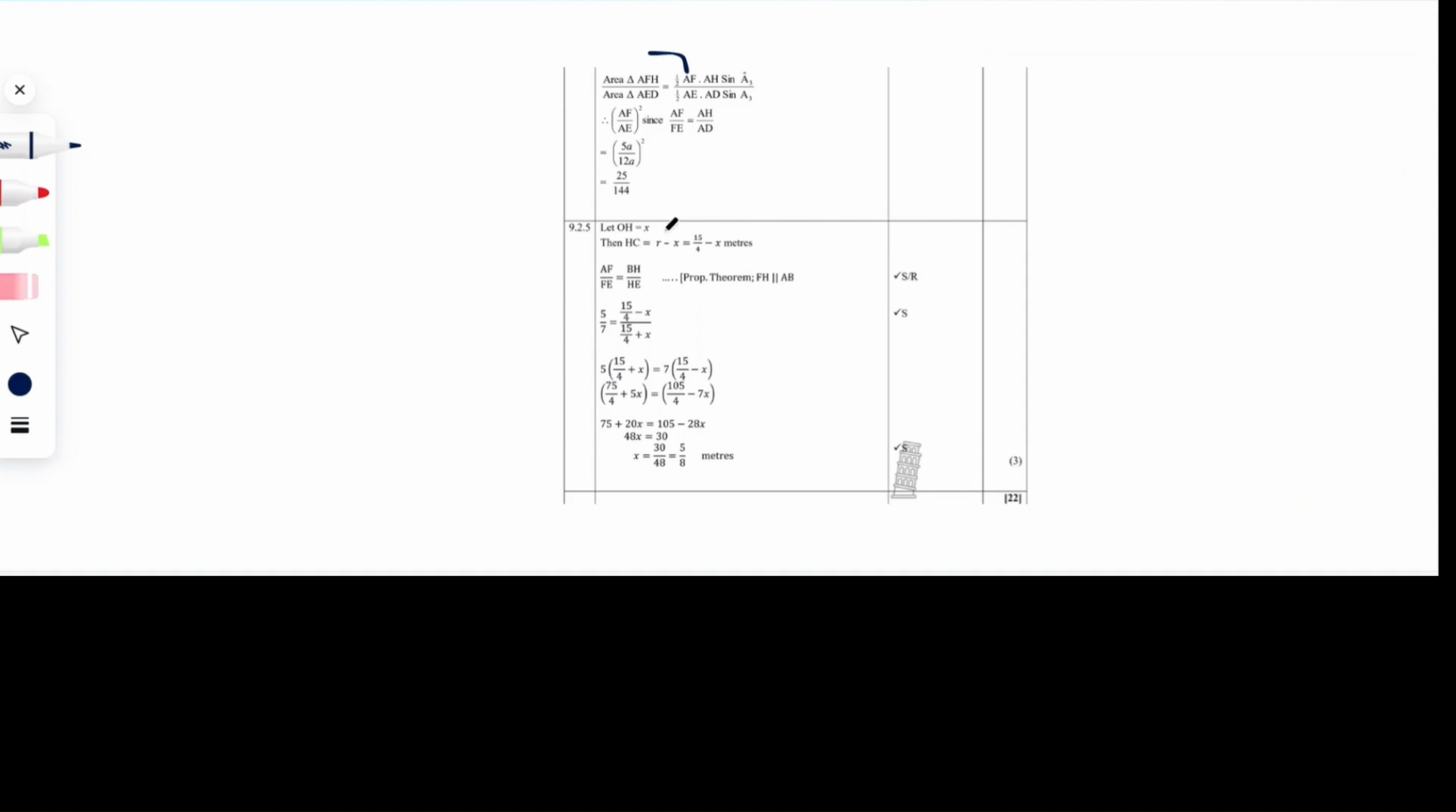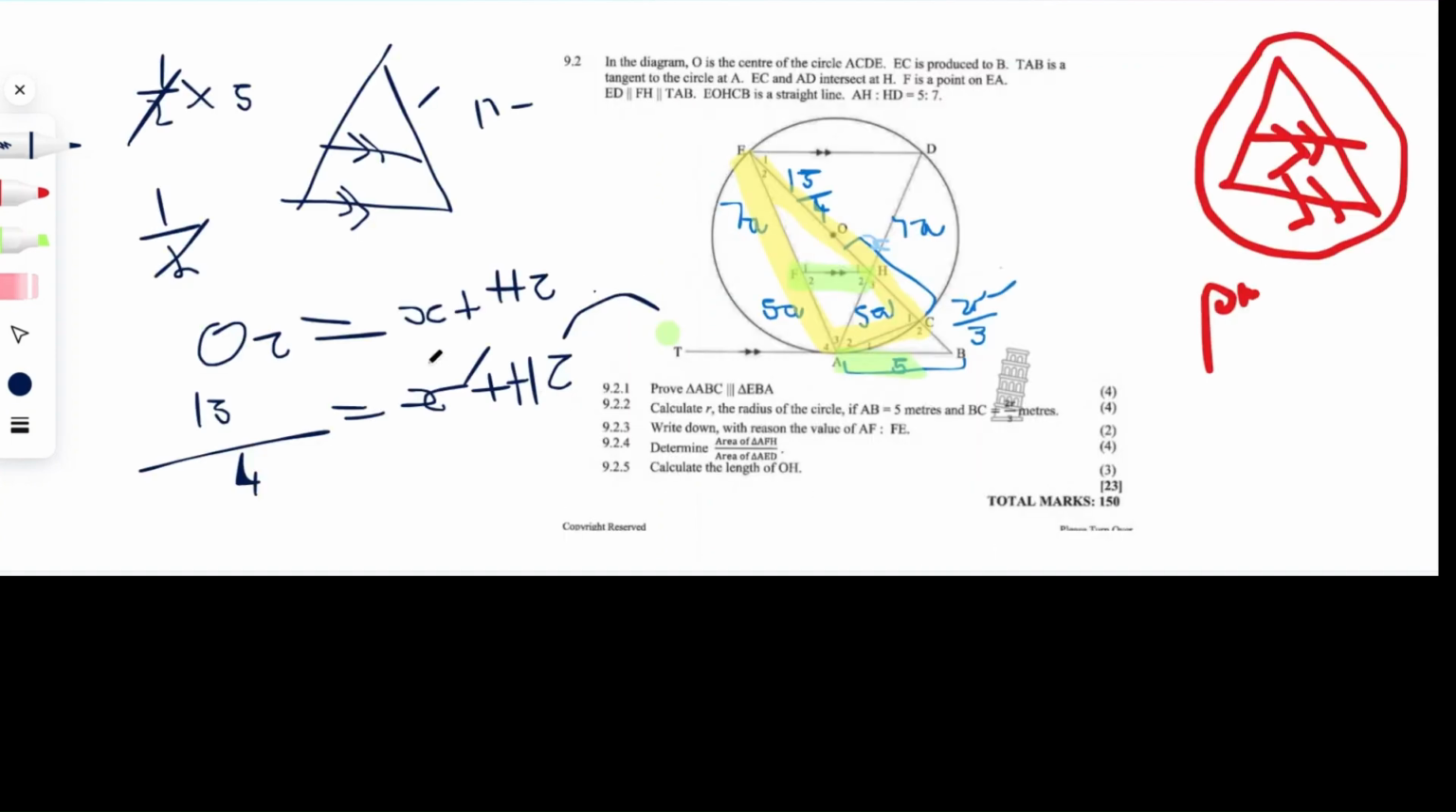The HC was then equal to 15 over 4 minus x, okay? So you just get to that value when you take the x over onto the other side, then you're going to be left with 15 over 4 minus x, okay? That's how we got to this part over here. So now that we know that HC is equal to this value, right? Now that we know that HC is equal to 15 over 4 minus x, now what do we do?